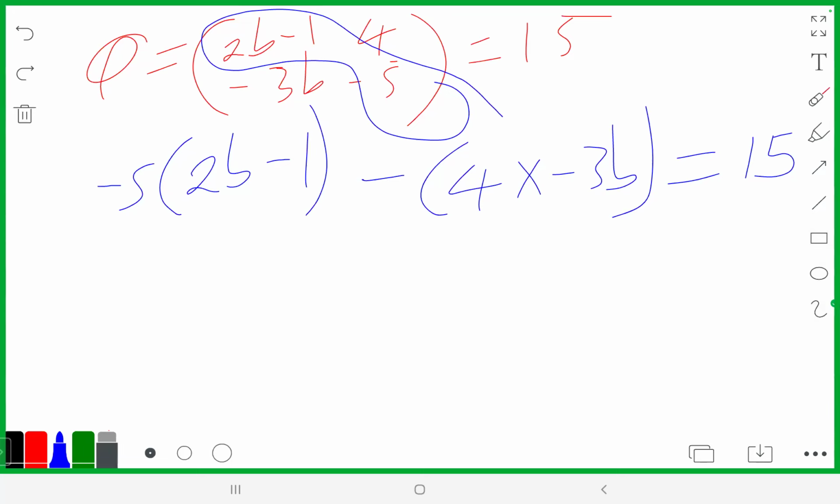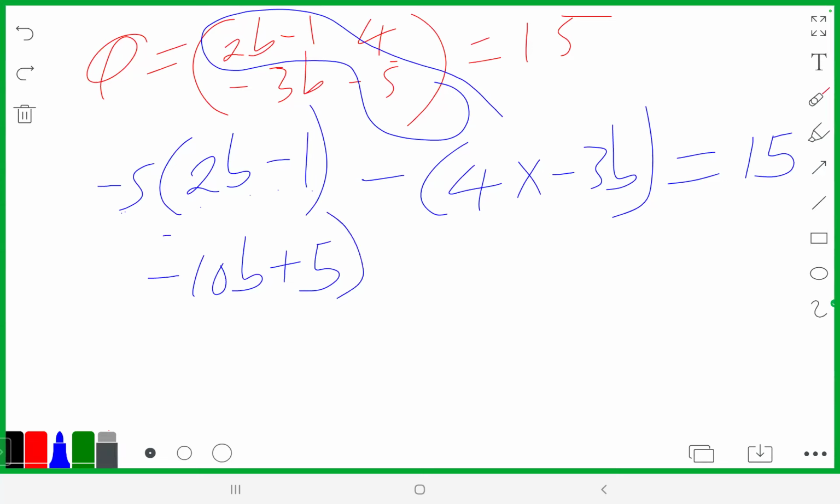Okay, so let's go ahead and expand. You can say negative 5 times 2b. This will give us negative 10b, right? Then negative 5 times negative 1 will give us positive 5. Why? Because when you multiply same signs, the answer is positive. Negative times negative is positive, positive times positive is positive again. But if you multiply different signs, for example negative times positive, the answer is negative. Is that clear? Yes.